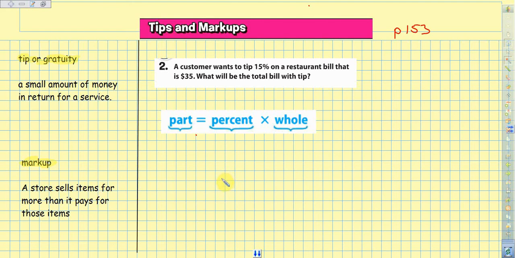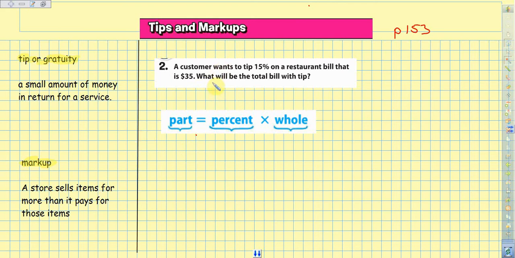Tips, or gratuity as it's called, is a small amount of money in return for a service. A lot of times we will see a tip given at a restaurant. Sometimes if you take a taxi or even an Uber, there is a tip or gratuity given for the service you were given. Most tips and gratuities are based off a percentage. You give a percentage of whatever amount was paid.